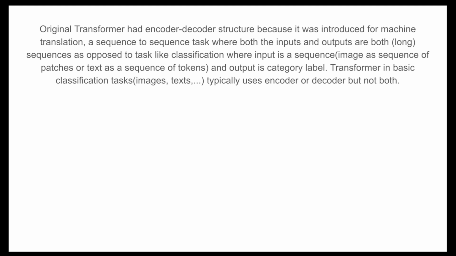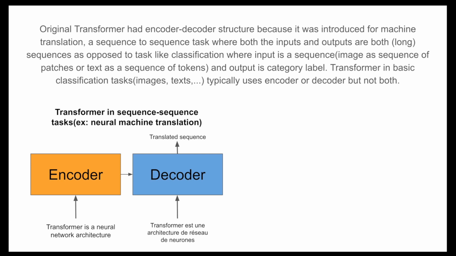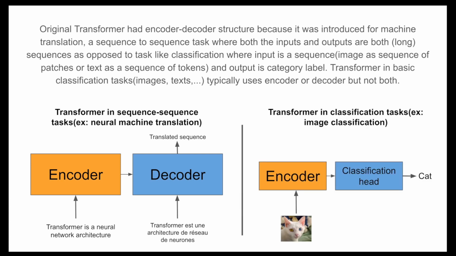The original transformer had an encoder and decoder structure because it was introduced for machine translation. Machine translation is a sequence-to-sequence task, so the input and the output are both sequences, as opposed to tasks like classification, where the input is a sequence, like an image being treated as a sequence of patches, or text being treated as a sequence of tokens, and the output is a category label.